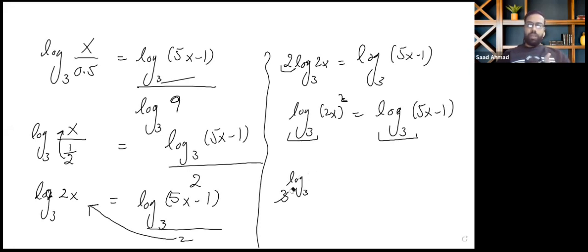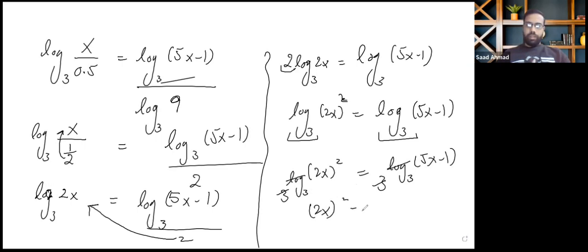So what we will do, we will write both sides in the power of 3. Because whatever we do on both sides of the equation, the balance is not disturbed. We write both sides of the equation in the power of 3. So the equation is not disturbed. It's still the same. So this log and the power cancel out. So we get 2x squared equals to 5x minus 1. We can write it as 4x squared equals to 5x minus 1. So that's how we can solve this.